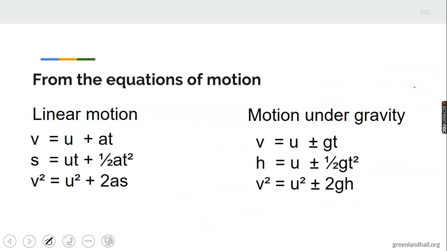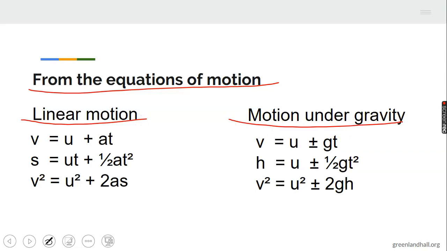Now, from our equations of motion, we have linear motion and we have motion under gravity. The same thing still applies, it's just that everywhere you have a, it has been replaced with g because acceleration due to gravity is in play here. Where v is the final velocity, u is the initial velocity, a is the acceleration, and t is the time taken for the motion, and s is the distance.